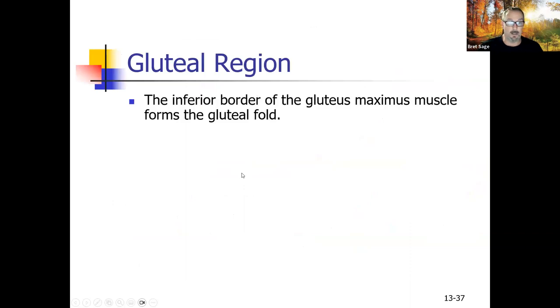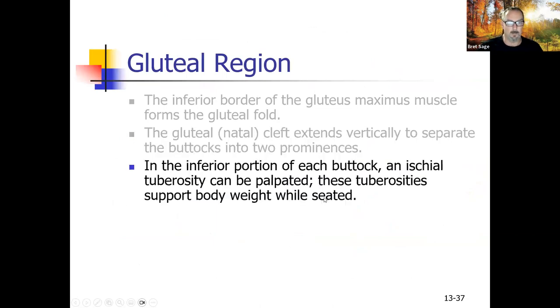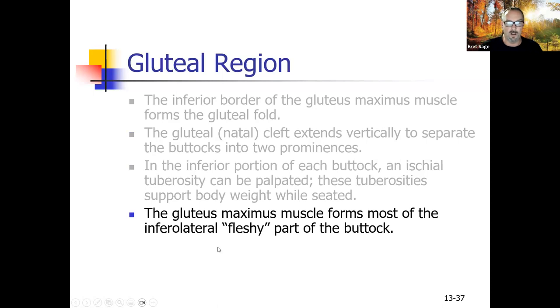Gluteal region, talking about your butt. The gluteal cleft separates the two halves of your butt. A few prominences: the inferior portion of each buttock is the ischial tuberosity, which can be palpated. More stuff that you should know. By the way, the most powerful muscle you've got in your entire body is the gluteus maximus. A little factoid you should know. It's for running and walking, which is why it's so powerful.